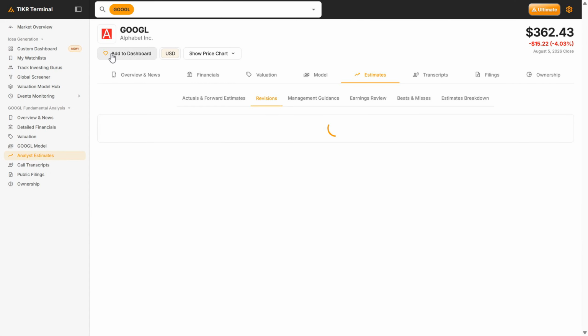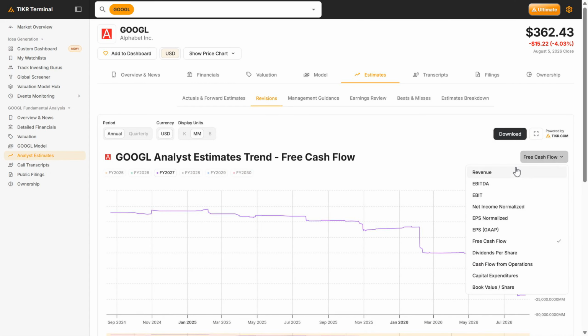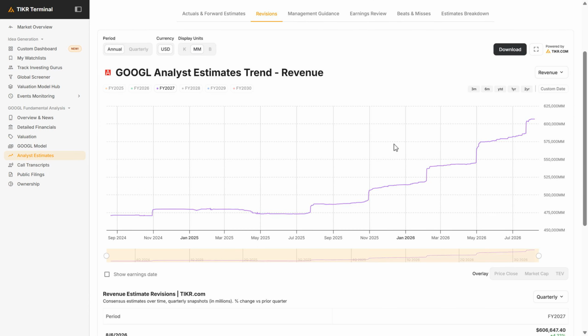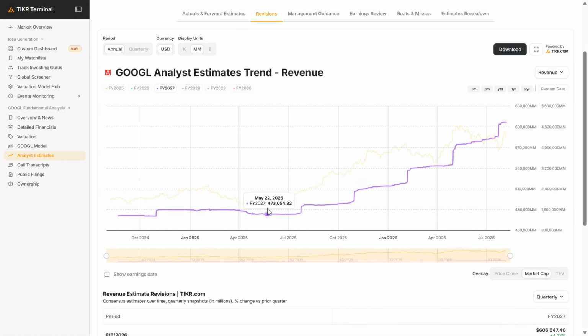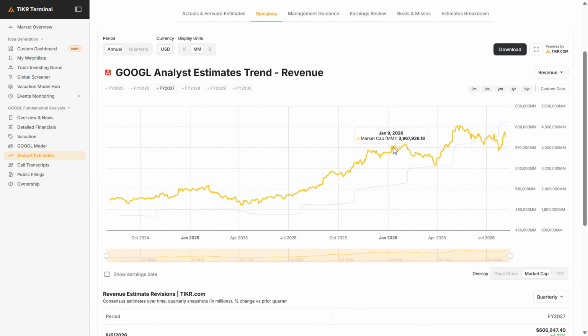Lastly, if we toggle back to annual here, and we can go to revenue again, you can also overlay company performance, something like stock price or market cap, against this chart. So right here it says overlay. If you click market cap, we will now get the revenue estimate trend over time aligned with what the market cap has been over time. Again, a very useful way to see how estimates are changing and how that's corresponding into the stock price.